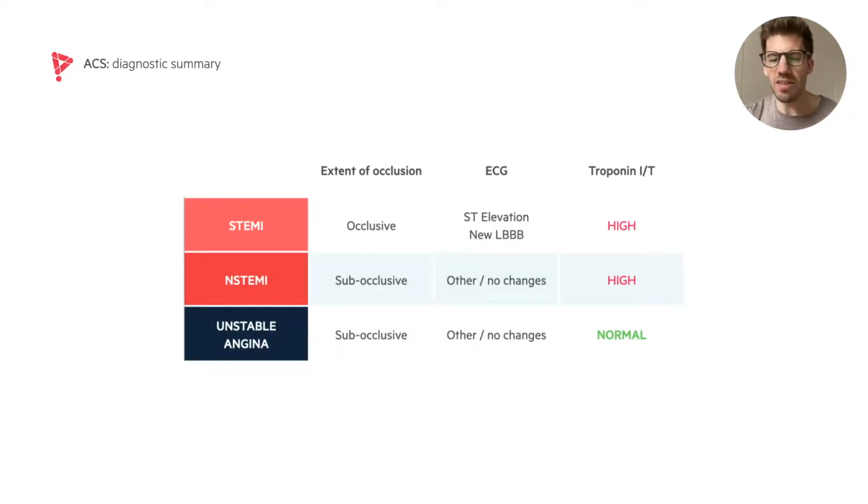In an NSTEMI, there's non-total occlusion or subtotal occlusion. There may be other features to ST elevation on the ECG, such as ST depression or T-wave inversion, and the troponin is high. In unstable angina, there's subtotal occlusion. There may or may not be ECG changes, and the troponin is normal. So there hasn't been cardiomyocyte damage yet, but there's high risk of that developing.